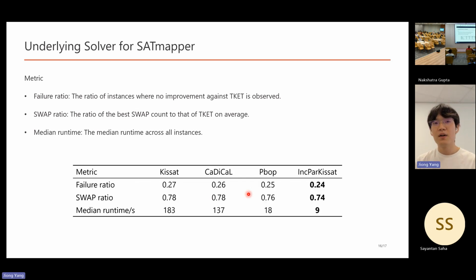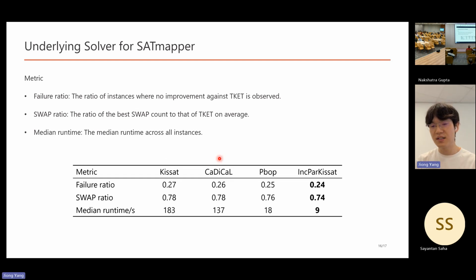So another table compares the performance for SetMapper using different underlying set solvers. Particularly, we aim to benchmark the performance from incremental and parallel solving techniques for SetMapper. In the table, every column indicates SetMapper equipped with a particular solver. For example, the first column, KSET, is a state-of-the-art sequential set solver without incremental and parallel solving techniques.